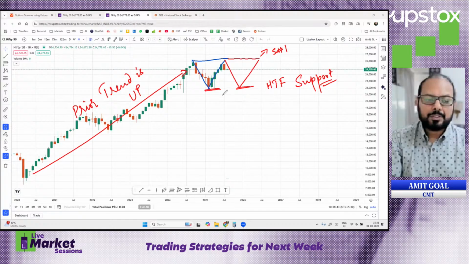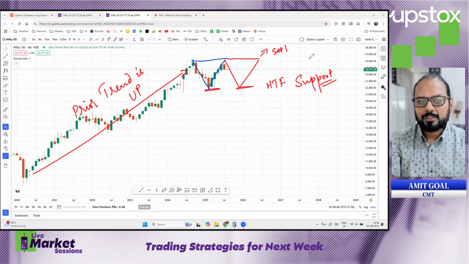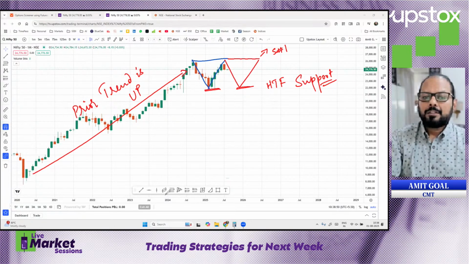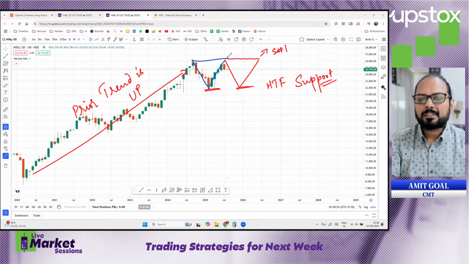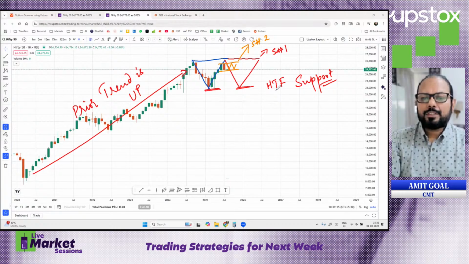So I'm not seeing any such signs, but you never know what is going to happen on the right side of the chart. This is one pattern that could possibly manifest. The other pattern that could possibly manifest is we spend some time here, do a range bound sort of movement, and then eventually break out. This is scenario number 2. All right. So there are these two scenarios only that I am seeing.